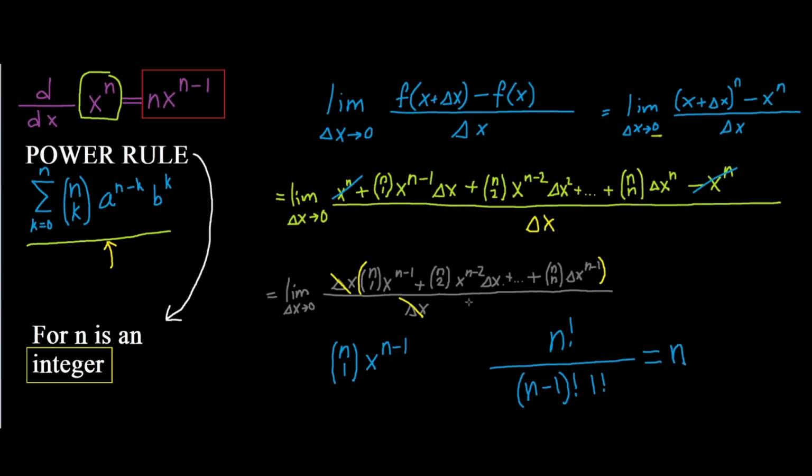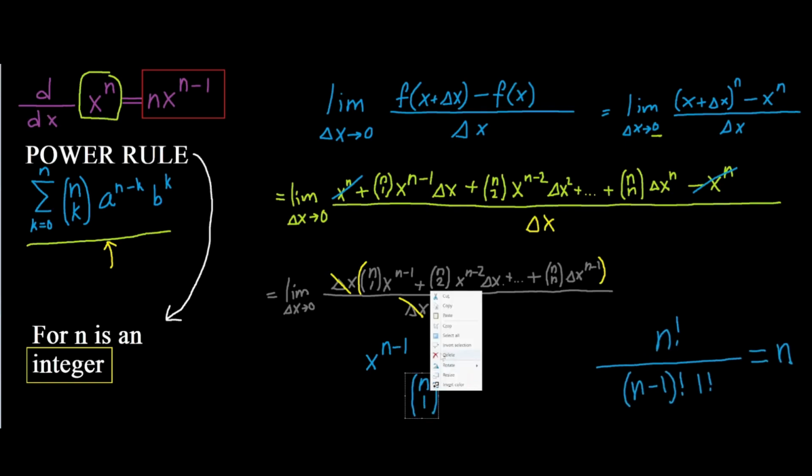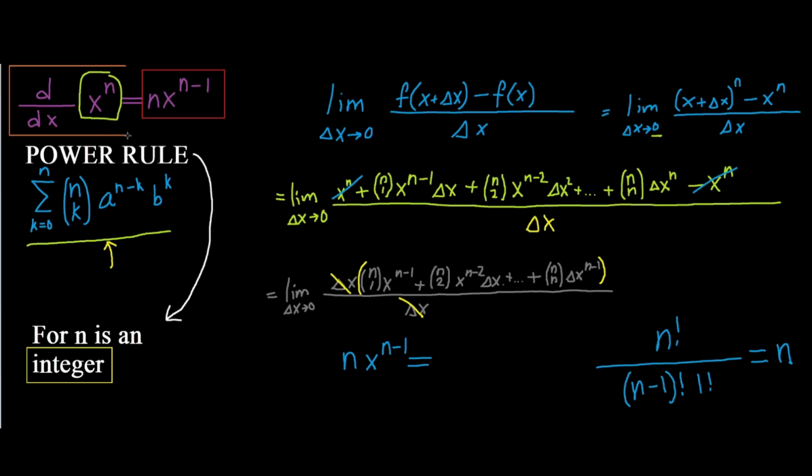So if that's equal to n, and this is now n, right? Then I could just say n times x to the n minus 1 is equal to our derivative up here. Let me circle this. It's equal to this right here.